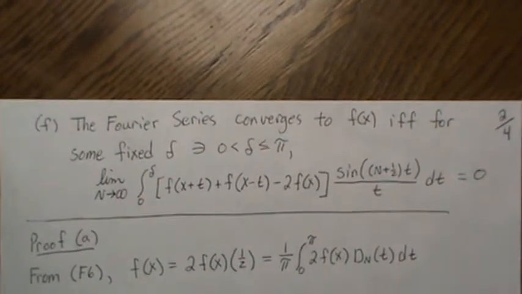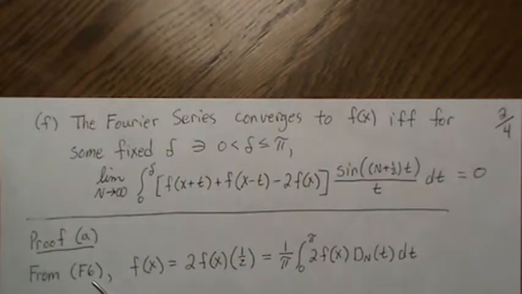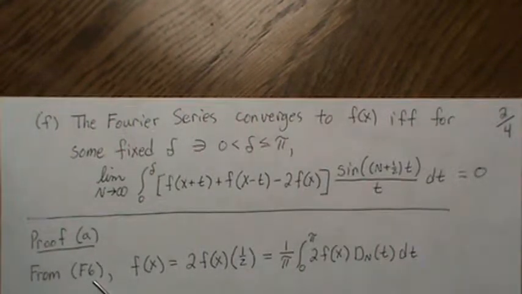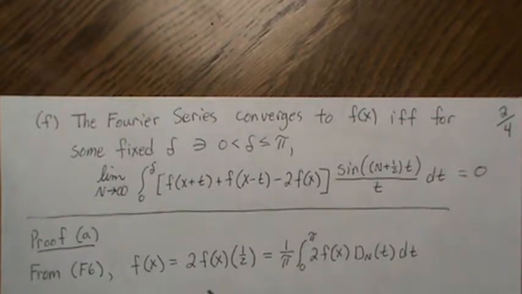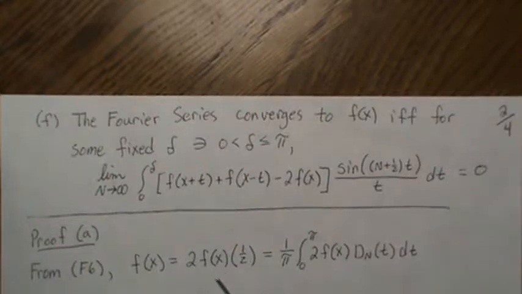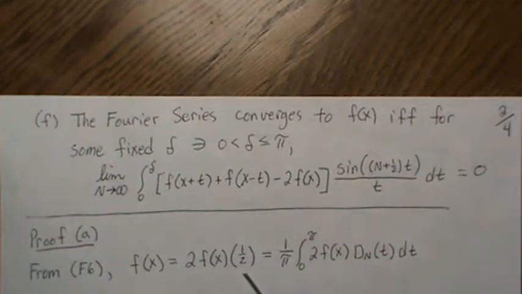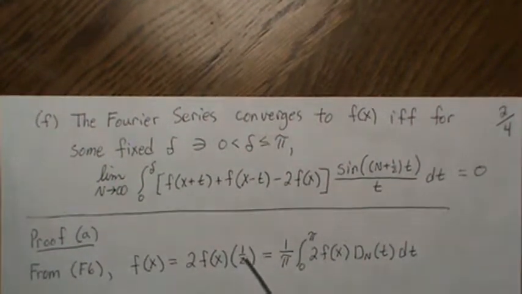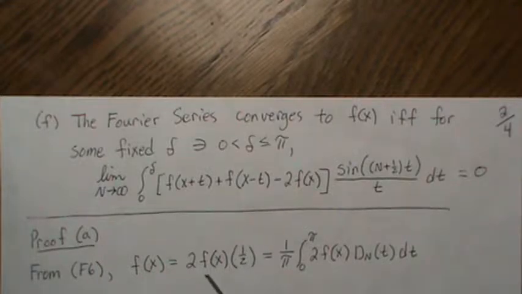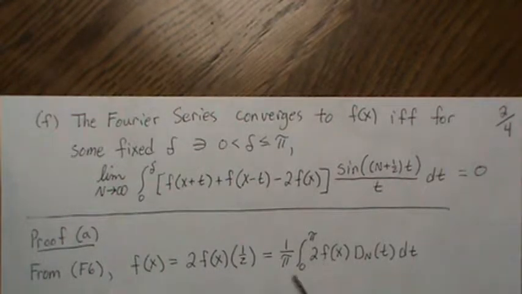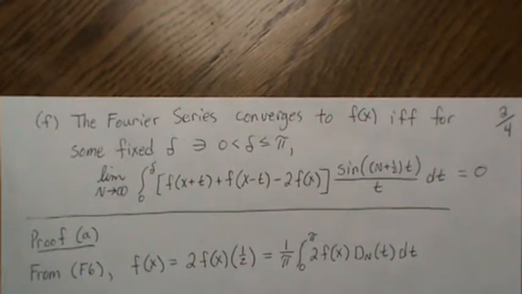Okay, so from F6, which is the Dirichlet kernel, we get this result. So this is f of x. Now if we multiply it by 2 and divide it by 2, that's 1, so we don't change it. And the Dirichlet kernel integrates to 1/2 from 0 to pi. So if we stick in that integral of the Dirichlet kernel here, and then we take those in, which is what this is, then this is f of x.